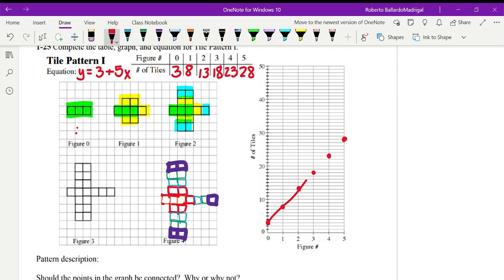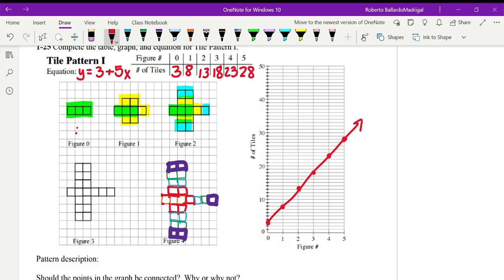You're going to get something that looks like this. Hopefully your line is straighter than mine. But we get a straight line. And then at the end of the line, we're going to add an arrow. What does that arrow mean? Does that mean we stop at figure 5, or does that arrow mean we're going to keep going?